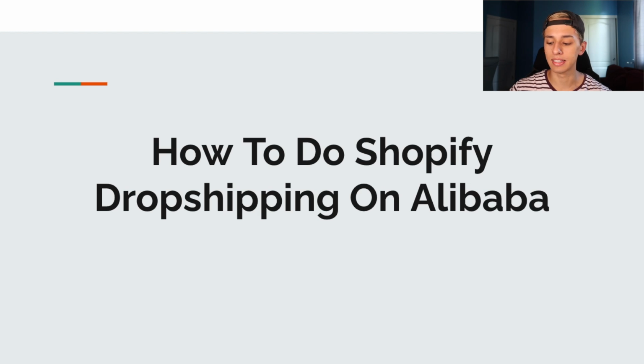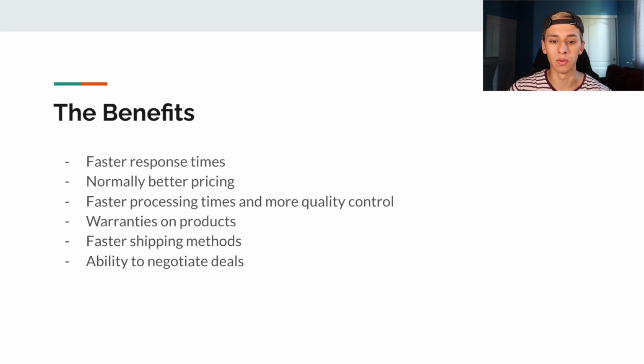Now that that is out of the way though, let's get into the benefits. So the benefits of using Alibaba to source your products when you're dropshipping with Shopify. You normally have a way faster response time with your suppliers. On Alibaba, you can message a supplier, and if you message them after around 4 p.m. Pacific, they're normally awake, 4 to 5 p.m. So you can message them and normally within an hour or two, you'll get a response.